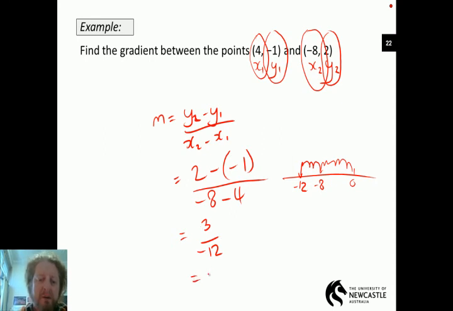I know a plus divided by minus is a minus, and I know 3 on 12 can simplify down to minus a quarter. Technically I'm not wrong to leave it as minus 3 on 12, or even 3 on minus 12, but we should go to the simplest form answer, which is minus a quarter.